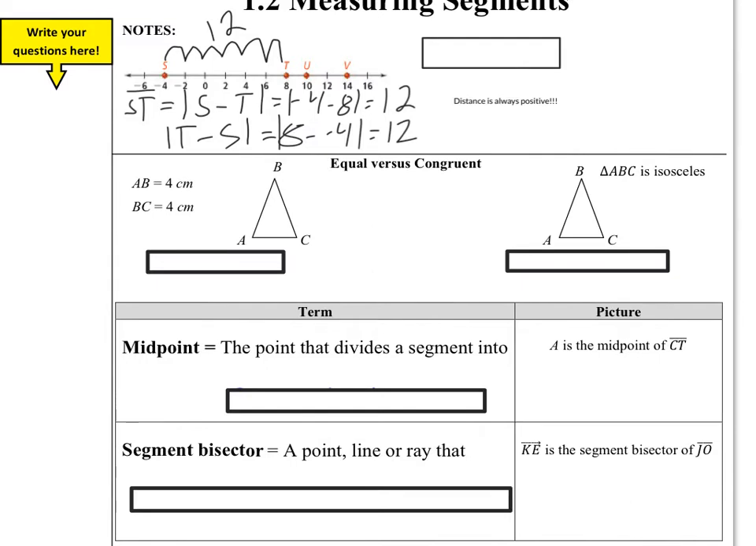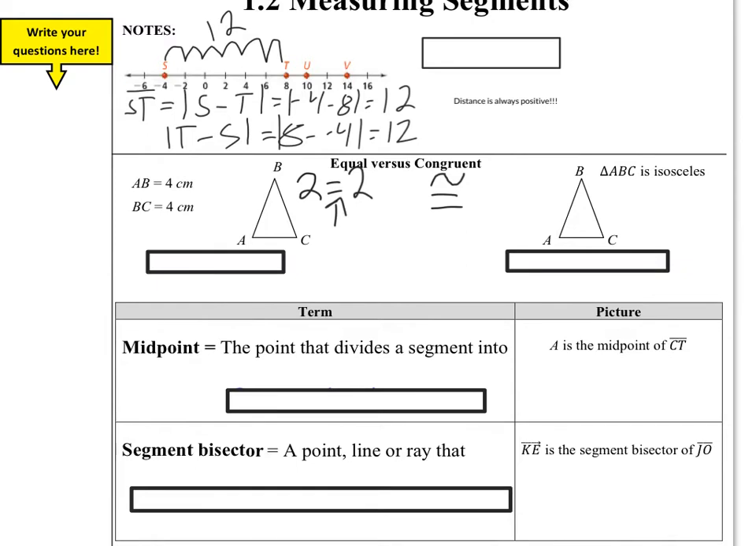Now we're going to look at equal versus congruent. You all are used to seeing equal, right? We have two numbers that are the same amount, so we say like 2 equals 2. We're used to this equal sign here. We're going to be looking at congruent in geometry as well. So for congruent, it's an equal sign with a little tilde over the top.